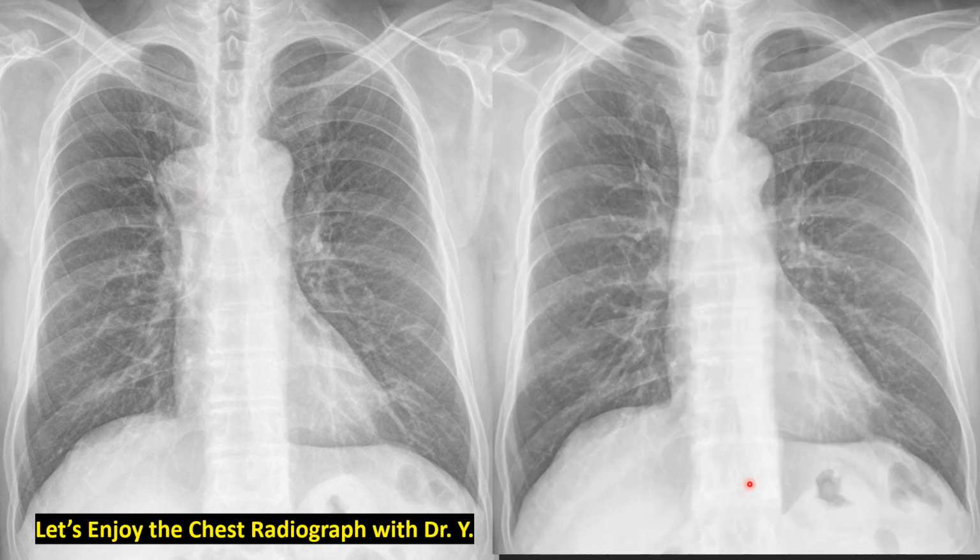This right side image is his last year's chest radiograph. Last year, he was okay. Normal right paratracheal stripe, nothing here. But today, he has something like this, a bulging mass and right paratracheal stripe obliteration. Yes, last year was normal.